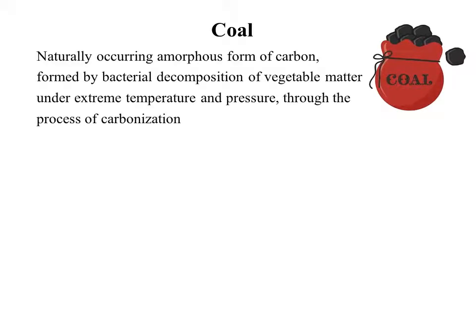Coal is basically a naturally occurring amorphous form of carbon. It's formed by the bacterial decomposition of vegetable matter under extremes of temperature and pressure through the process of carbonization. This statement covers the process by which coal is formed, and the name of that process.